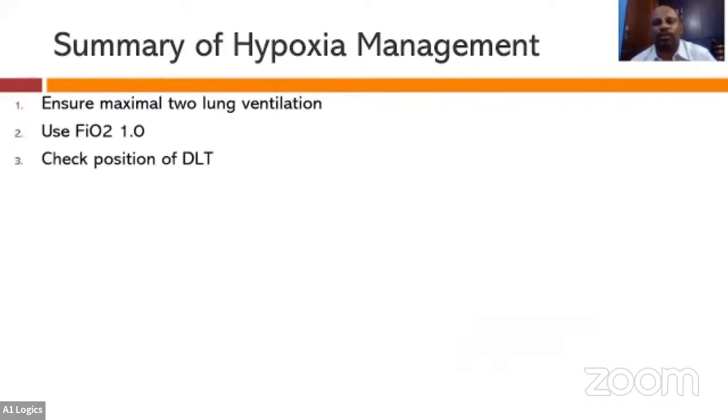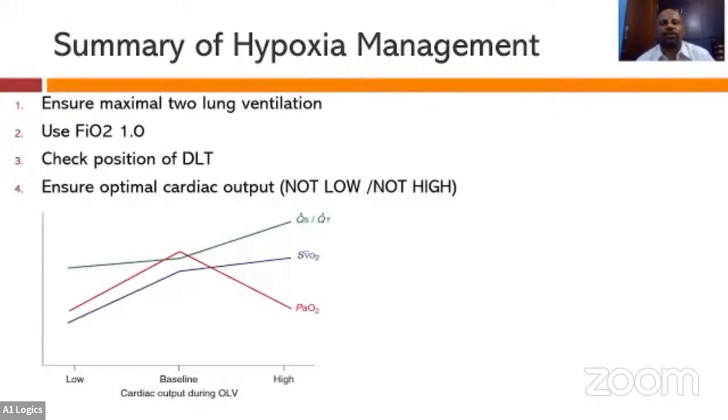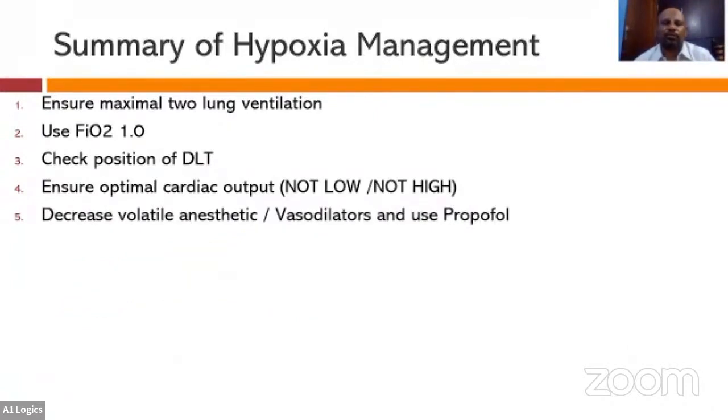Once you institute FiO2 of 1, go in for the mechanical factors: check the position of the DLT and check the cardiac output. See, there's one thing: if there's low cardiac output, there's going to be hypoxia. If there's high cardiac output also, you will increase the shunt fraction and produce a lower PO2. So there should be an optimal cardiac output. Decrease the volatile anesthetic, which causes vasodilation, and use propofol instead.